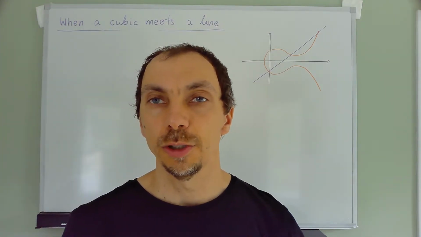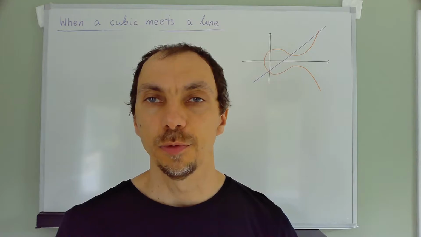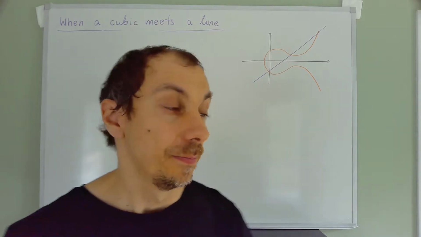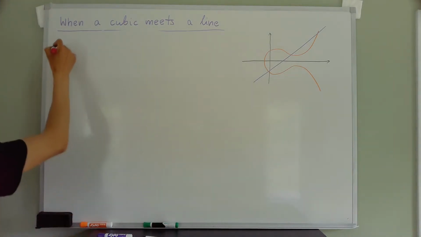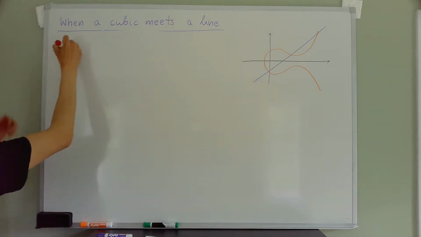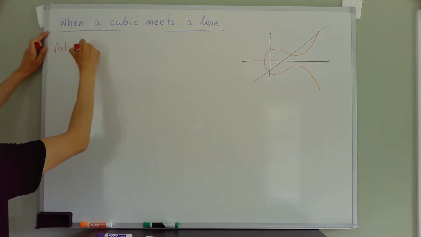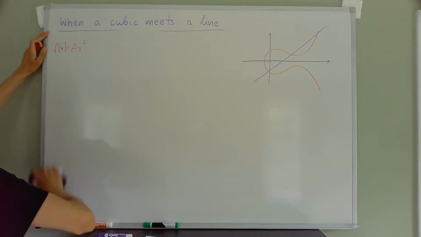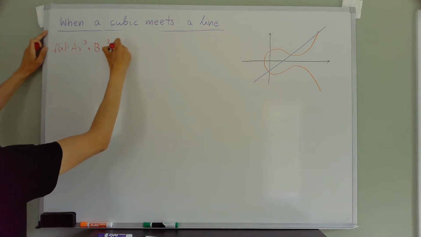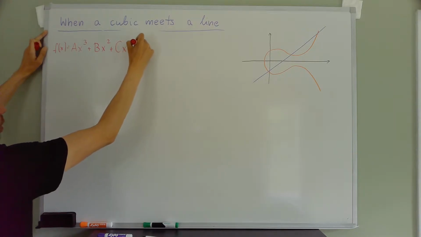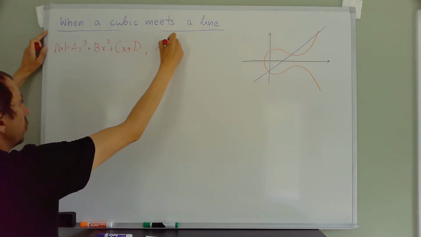Okay, so now we want to recognize multiplicities of roots from a graph. So let's take again a cubic polynomial f of x, ax cubed plus bx squared plus cx plus d, and these coefficients are real.